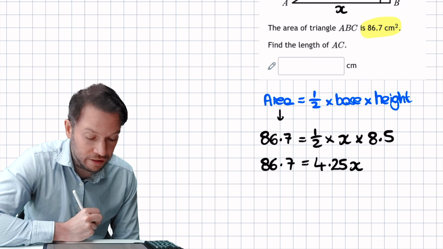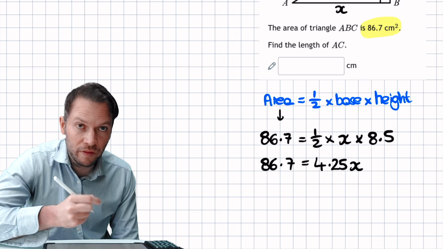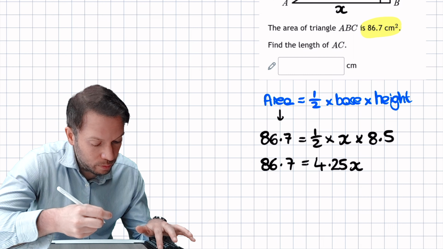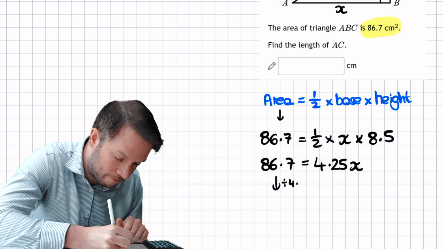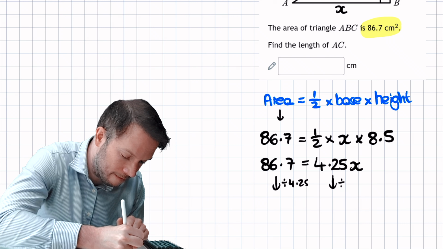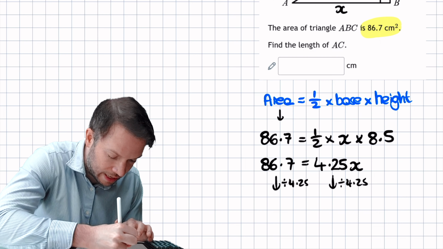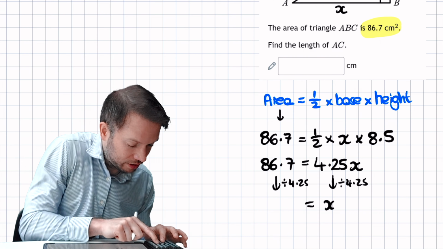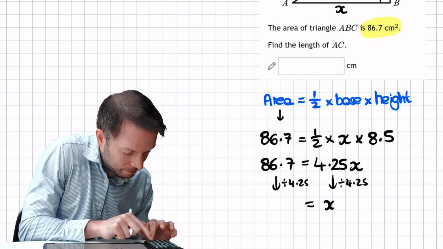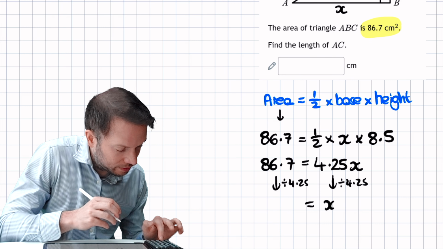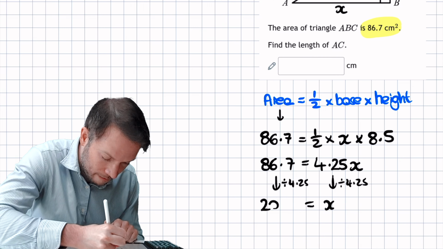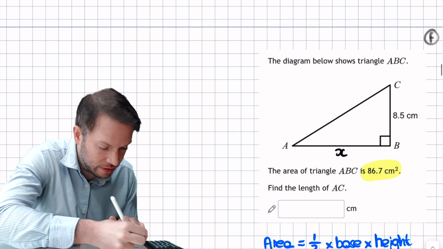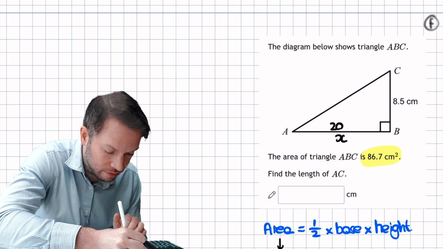And then to get x on its own, we need to get rid of that 4.25 times by on the front. So we divide both sides by 4.25. And that gives us x is equal to, I have to use my calculator for this, x is equal to 20.4. So we now know that this length here is 20.4.